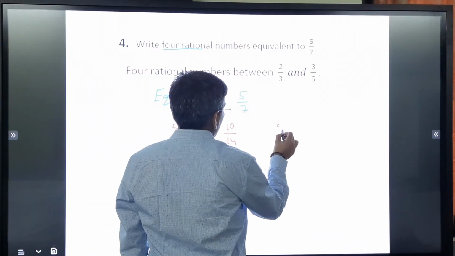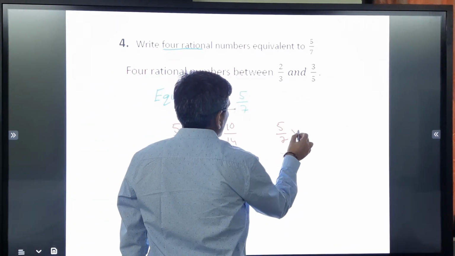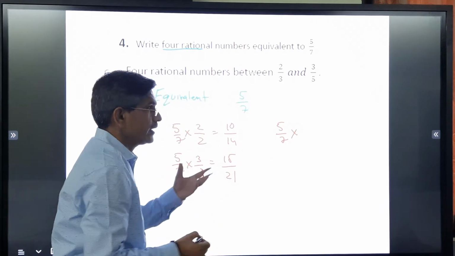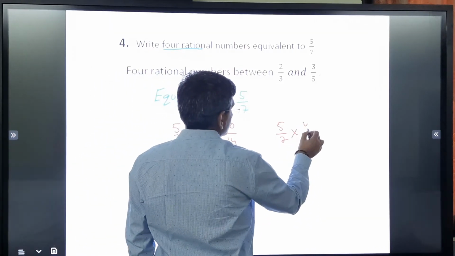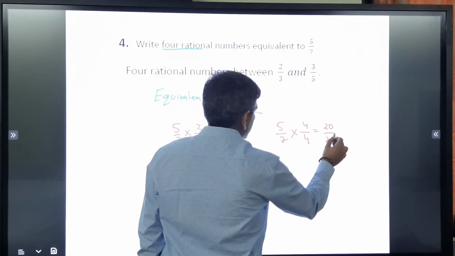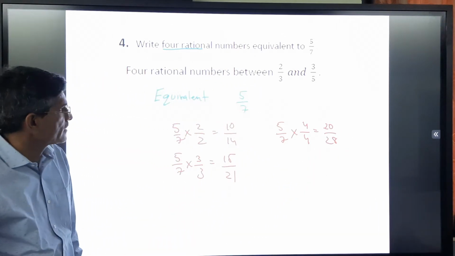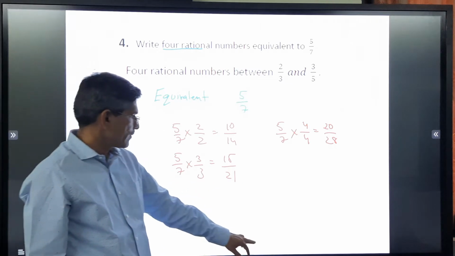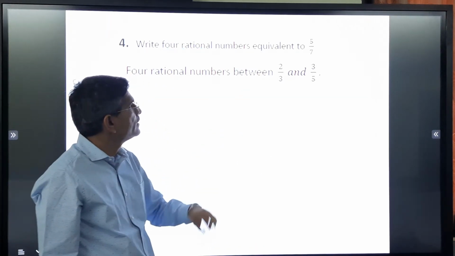So 4 numbers I have to find out. Now again 5 by 7, again 2, 3, then 4. That is 20 upon 28. So these are all easy questions. It is not necessary that we go deeply into it.